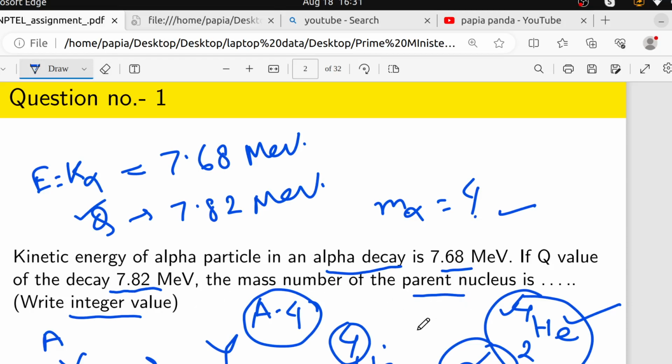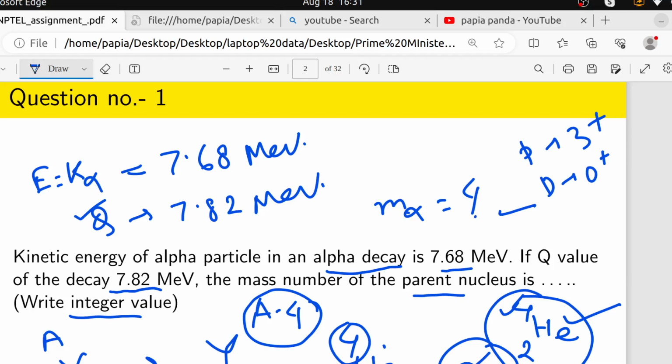Ma'am, in the assignment we had been given one problem where the parent nucleus is in a 3 plus spin state and the daughter is in a 0 plus state. It's a beta minus decay. No, it will not be possible.